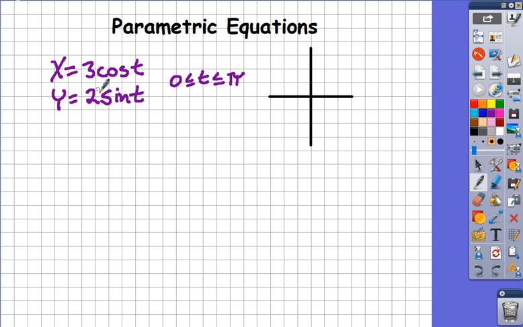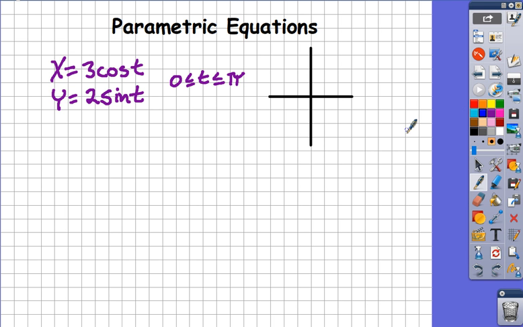So this time I've given you this parametric equation: x equals 3 times the cosine of t, and y equals 2 times the sine of t, on the parameter interval t from 0 to pi. So what we're going to do here is eliminate the parameter. Now getting t by itself isn't so obviously easy right now, so we're going to think of it in another way.